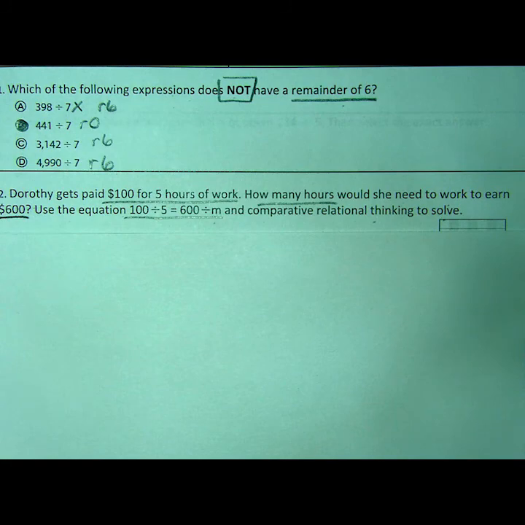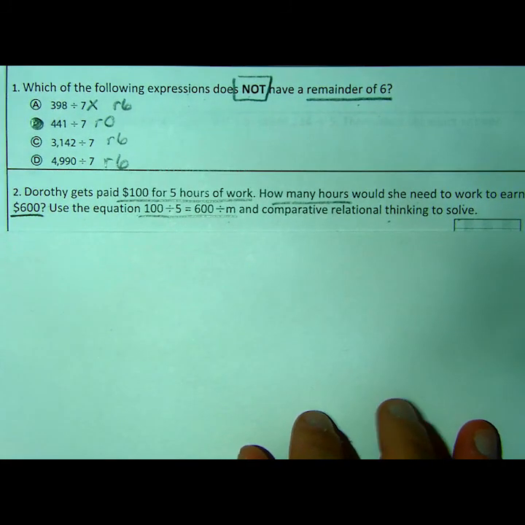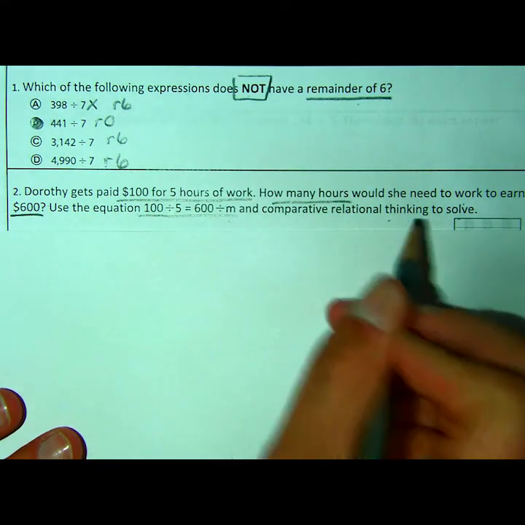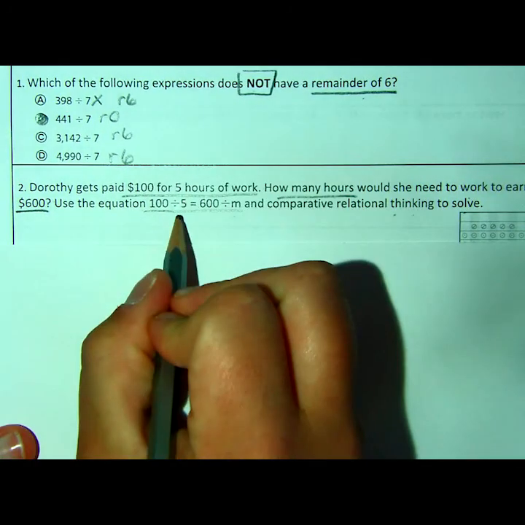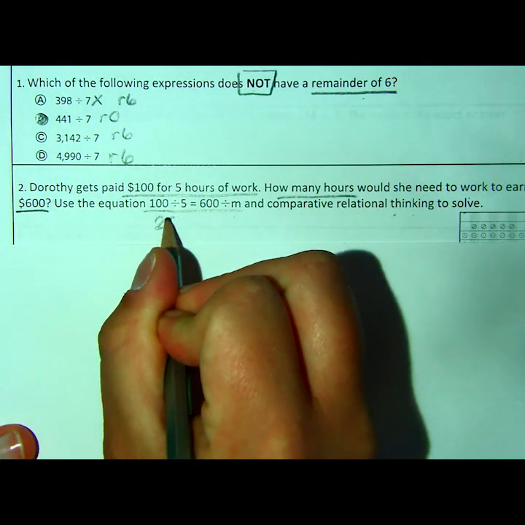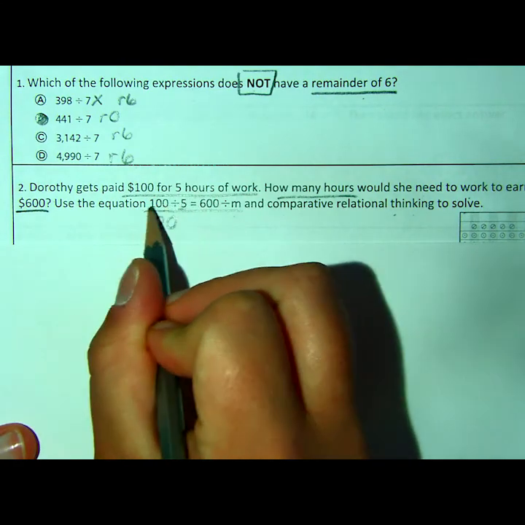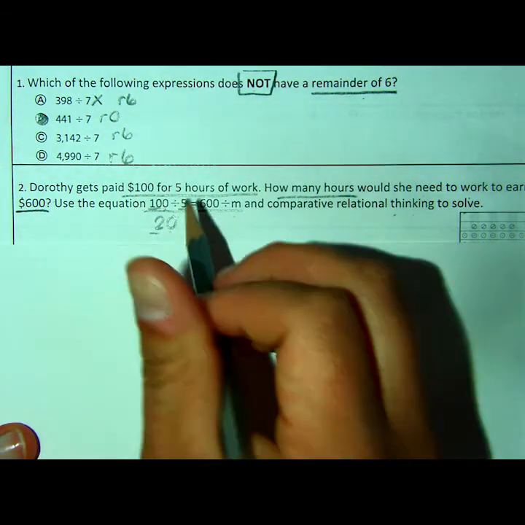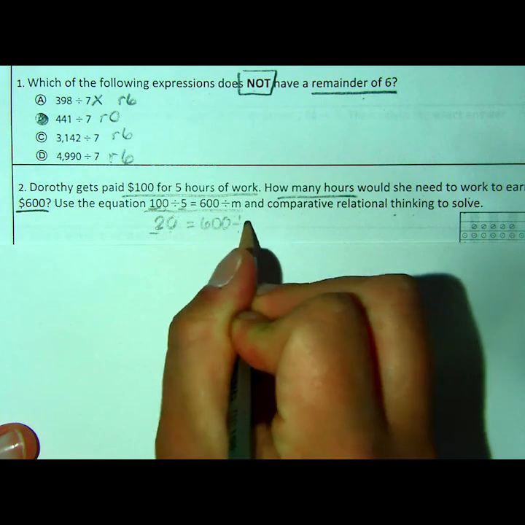Okay, so this was a little tricky, but there's 2 ways to solve this problem. When they're talking about this comparative relational thinking, they're saying, okay, well, 100 divided by 5, I know that is equal to 20. And I know that because 2 times 5 is 10, and then add on the 0. So what I'm thinking is 20 is equal to 600 divided by what?